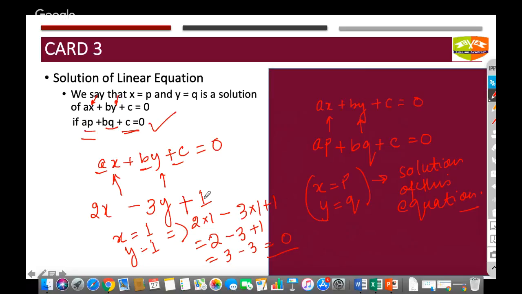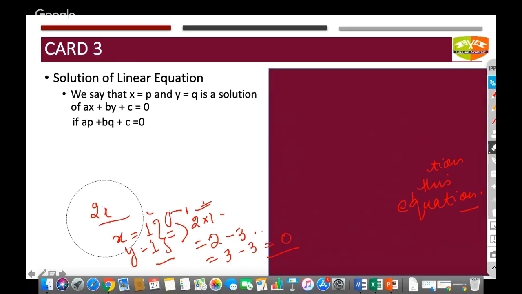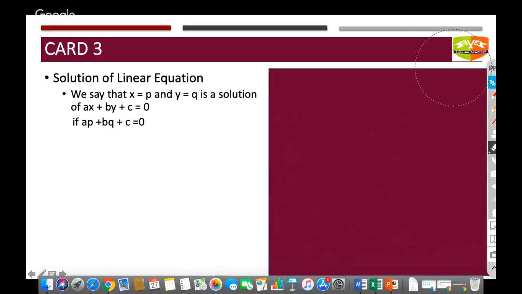So what comes out over here is that if x and y both are replaced with 1 respectively, this particular equation 2x plus 3y plus 1 gives me an answer 0. Hence (1, 1) is a solution of this particular equation. What I am trying to mean in this scenario is that if x and y are respectively replaced by any two values p and q, such that ap plus bq plus c gives you an answer 0, p and q become a solution of this equation. So it is as simple as this.